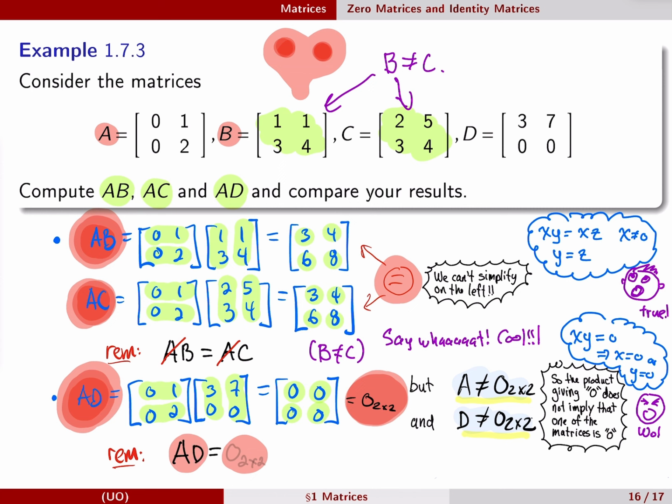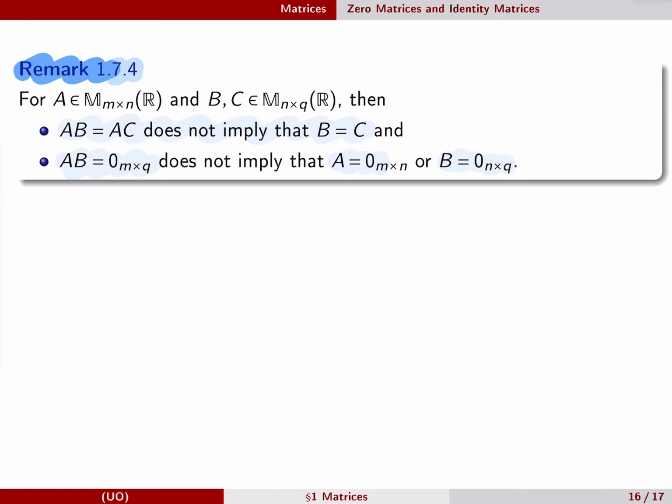You go A times D, you're getting the zero matrix, 2 by 2, but those two matrices are not equal to 0. So it's possible in the universe of matrices that two matrices multiply each other and land on 0, even if both of them are not the zero matrices. Fantastic. So, some weird phenomenon. AB equal to AC does not imply that B is equal to C, and AD equal to 0 does not imply that A or D is the zero matrix. That's basically the remark that I have in the summary.